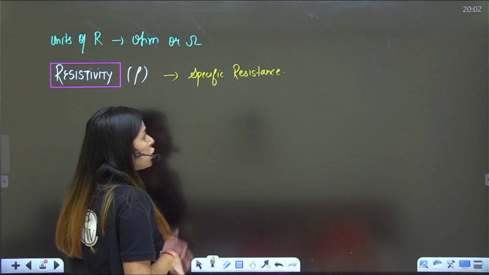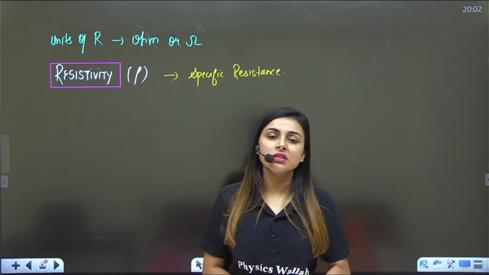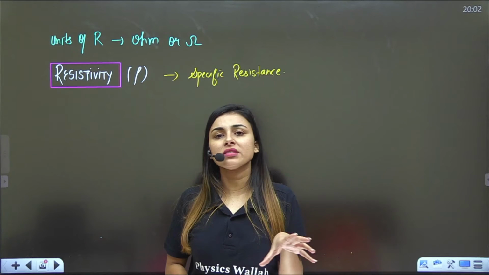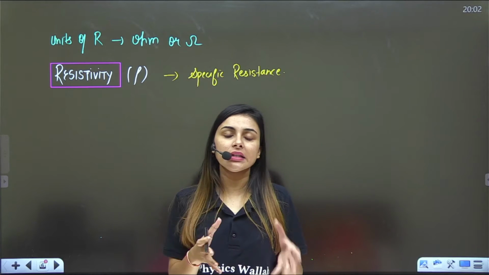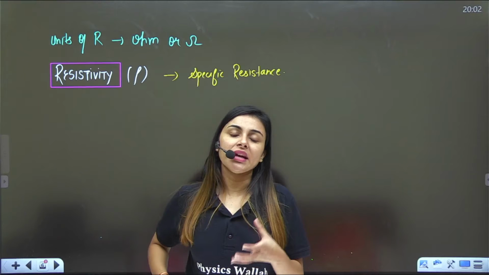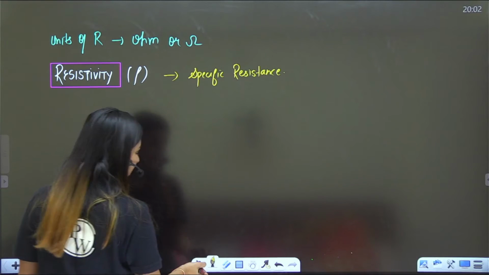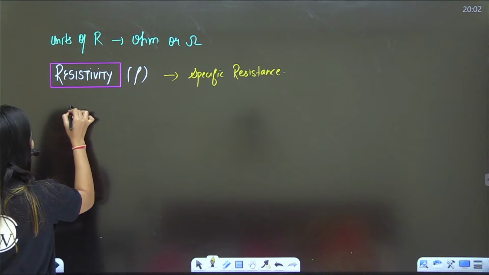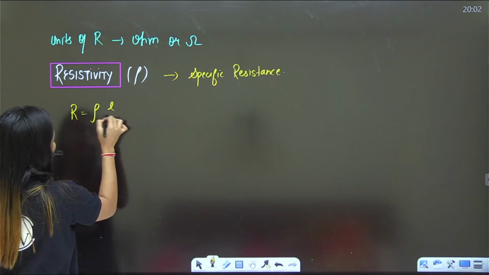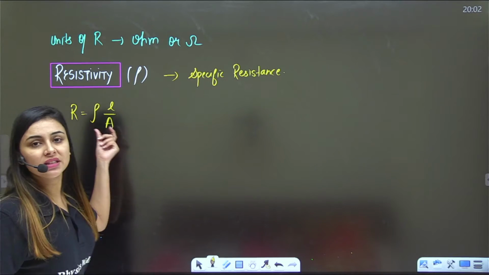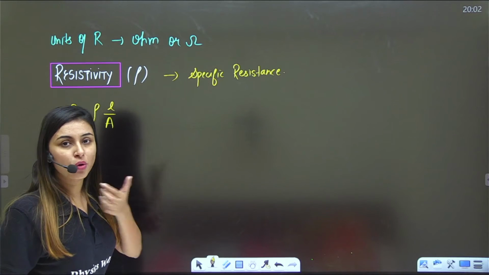It is also known by the name of specific resistance. If it is given specific resistance or resistivity, you just have to understand that it is denoting resistivity, that is your rho. I have just derived the expression that R is equal to rho L upon A. So can I find the symbol and the formula of resistivity?